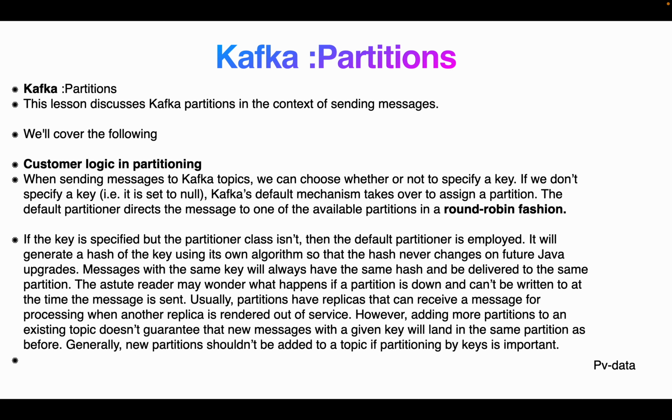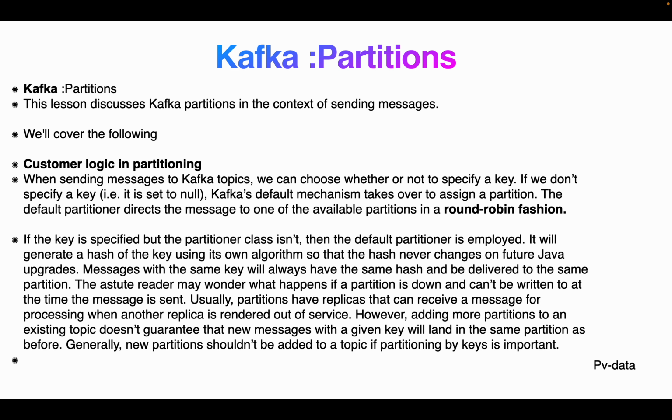If the key is specified when you are sending the message from the producer but the partition class is not, then the default partitioner is activated. It will generate a hash of the key using an algorithm that will never change in future Java upgrades. Hash means the same input value will always give the same hash value. Messages with the same key will always hash the same and be delivered to the same partition.